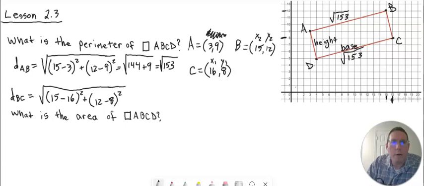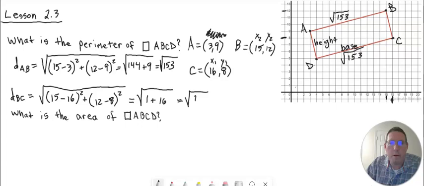squared, okay, and that's going to be equal to the square root of, well, 15 minus 16, that's negative 1. Negative 1 squared, that means negative 1 times negative 1, is just 1, plus 12 minus 8 is 4. 4 squared is 16. And so that is 1 plus 16, that's 17. So we have the square root of 17, okay? And so BC is equal to the square root of 17. We also know that AD is the same length, so that's going to be the square root of 17.